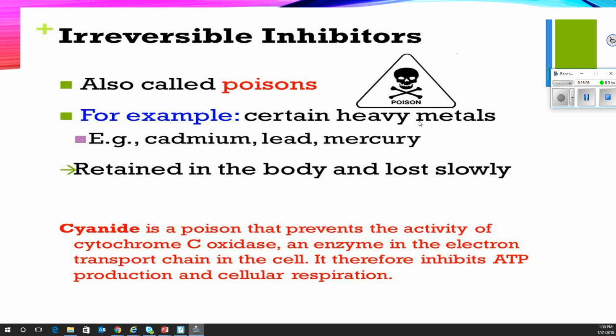Okay, for example, any heavy metal, cadmium, lead, mercury, is known as an irreversible inhibitor because it's retained in the body and lost extremely slowly. Cyanide is a poison that prevents the activity of cytochrome c oxidase, an enzyme in the electron transport chain in a cell. Therefore, it inhibits ATP production and cell respiration, so you can't breathe. That's why you turn blue when you have cyanide poisoning. You have blue lips and a grayish blue appearance when they take you to the morgue. Okay?